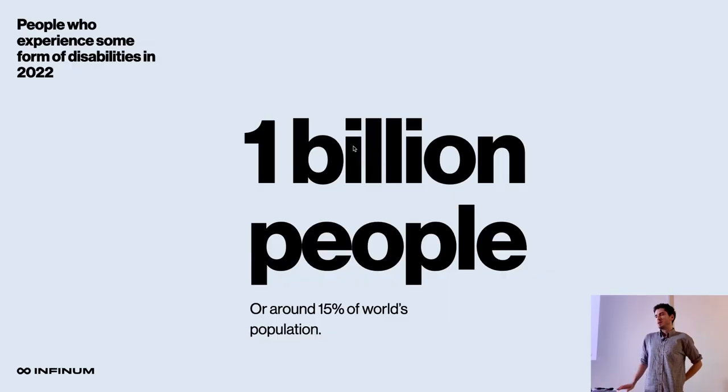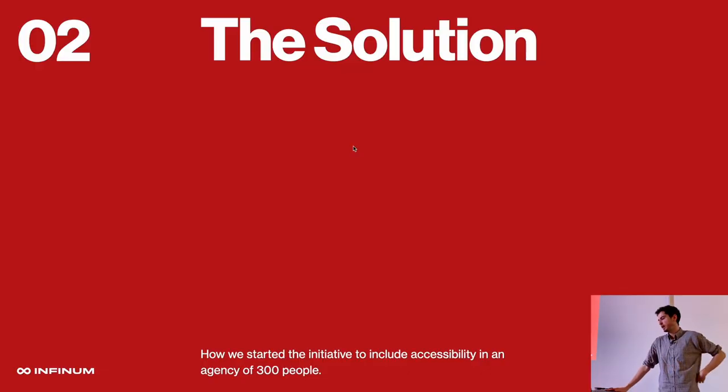And when it all adds up, there are 1 billion people that are experiencing accessibility at any given moment. And they all want to buy stuff on the web the same way as we all do. They want to order food and order taxi. They want to read the news and the latest jokes on the internet. And it's up to all of us to enable that for them. Now let me explain to you how we managed to start the initiative in an agency of more than 300 people.